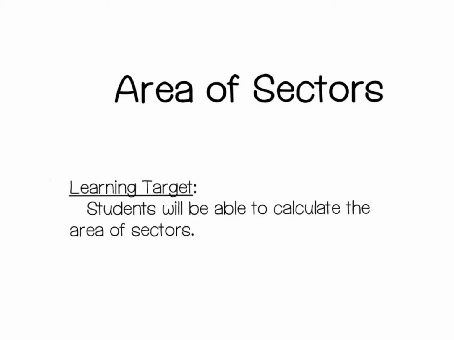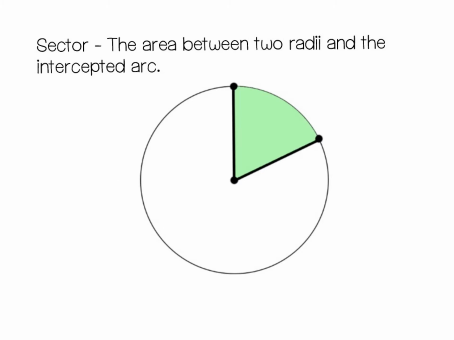In this lesson, we're going to talk about how to find the area of a sector. So first, let's define what a sector is. A sector is defined as the area between two radii and the intercepted arc. So this green area here. Really, it's a piece of pizza. Okay, so we're talking about just a section that looks like a piece of pizza.